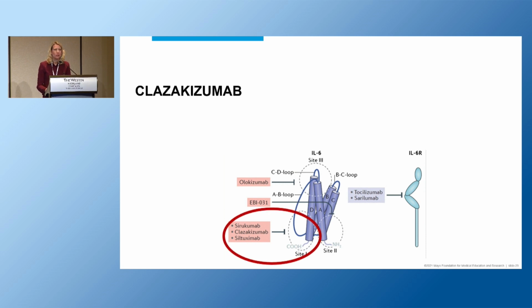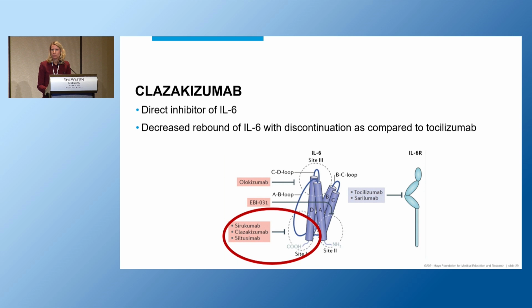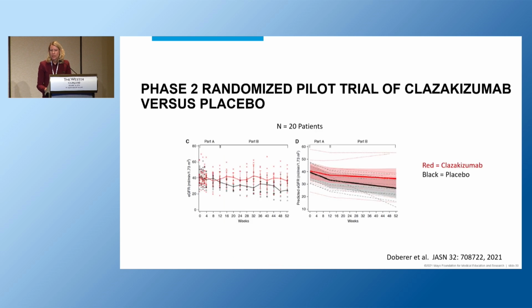And so investigators began to look at other IL-6 inhibitors, specifically clazakizumab. This acts a little differently. Instead of blocking the receptor, it's actually a direct inhibitor of IL-6. There's decreased rebound of IL-6 with the discontinuation. And in fact, this particular agent was looked at in a randomized controlled trial of 20 patients, 10 to claza and 10 to placebo, and they did see this stabilization in GFR in the claza treated in this small phase 2 pilot study.